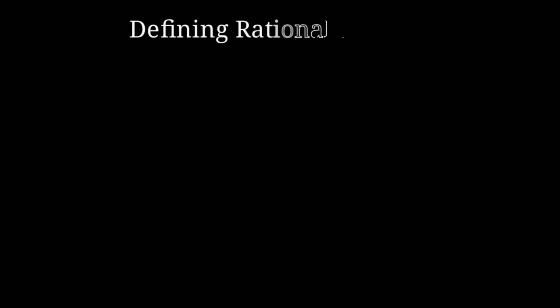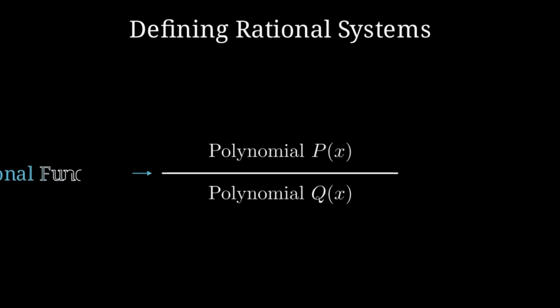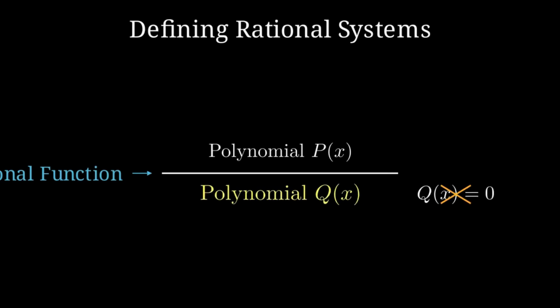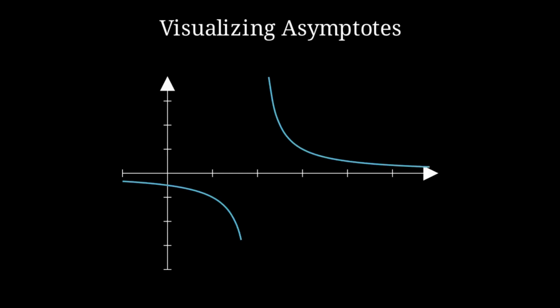A rational system consists of at least one equation involving a fraction of polynomials. Before we graph, remember that any value of x making the denominator 0 is undefined, creating a break in the graph called an asymptote. When you see the graph shoot off toward infinity, you've found an asymptote. In Desmos, you can manually plot these by typing x equals the restricted value. This helps verify that a solution cannot exist at that specific x coordinate.